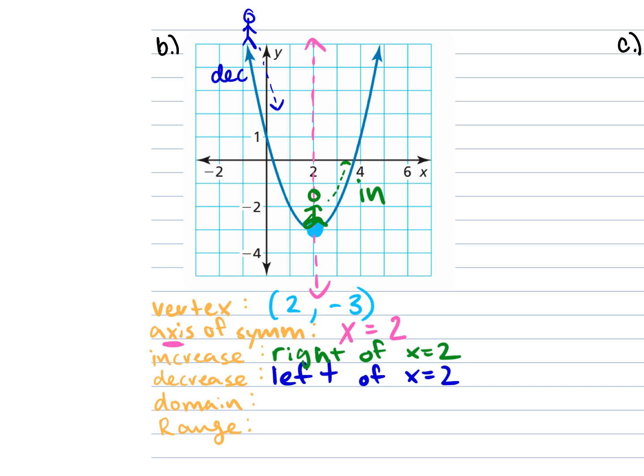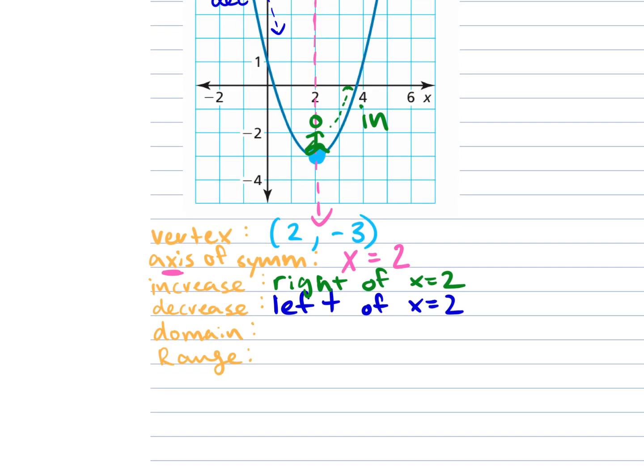Now we have the tricky one. Domain. What would our domain be? What did we say on the last example? What's our domain always? Go back to A. What does it say for A? Our domain is always all real numbers.